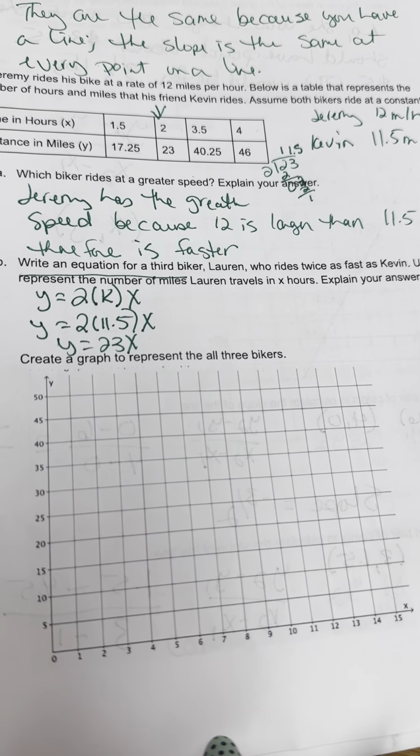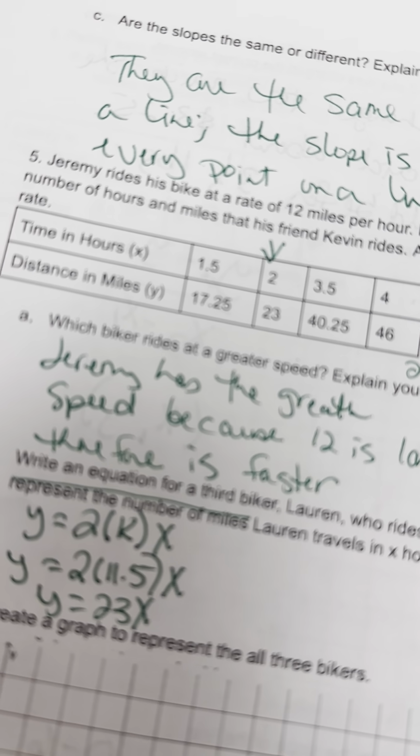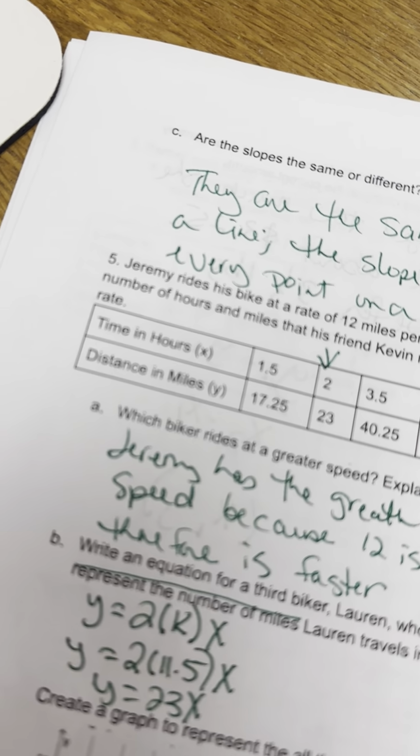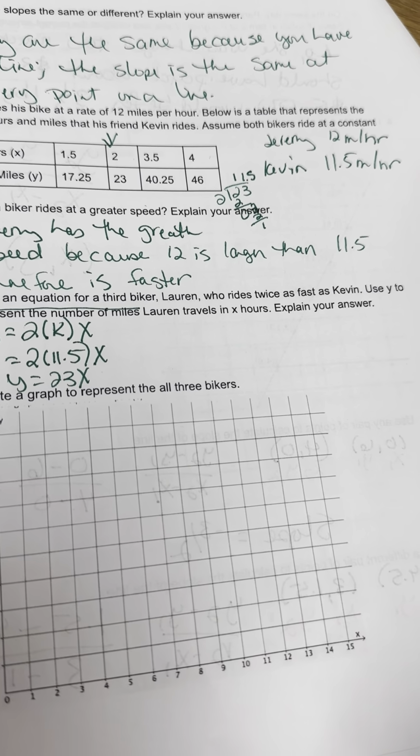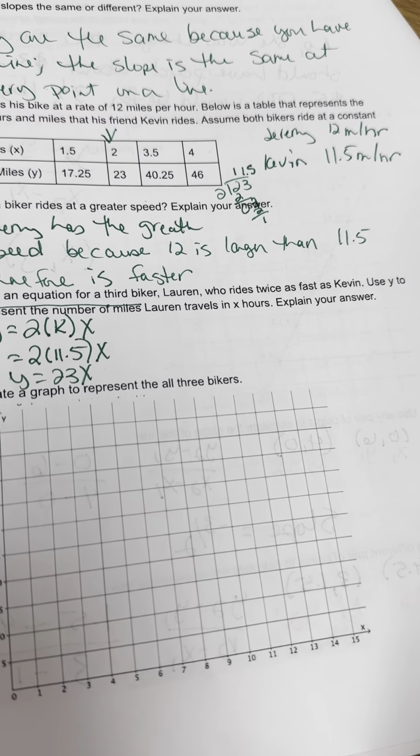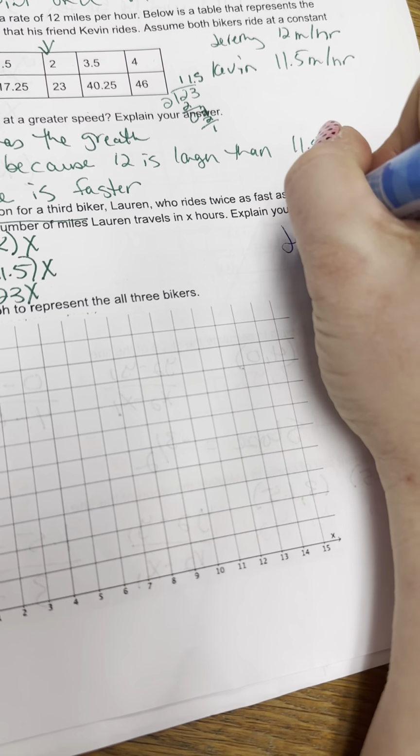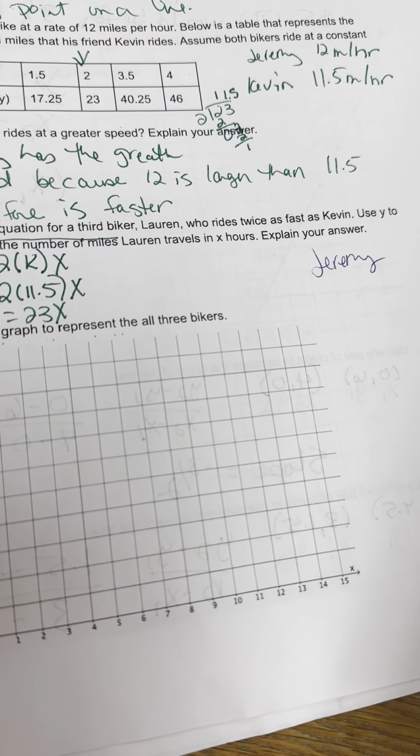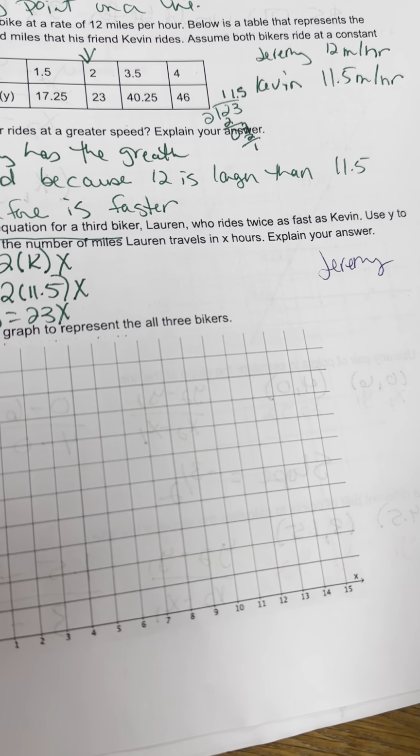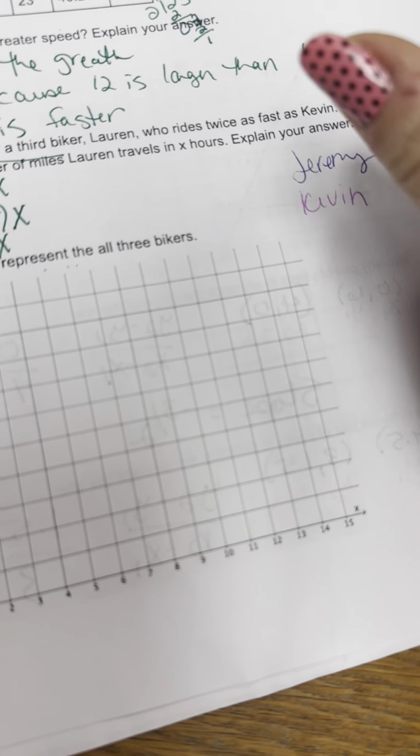So now we are going to be graphing all three. Let me grab one more color. All right, let's do Jeremy in blue, Kevin in purple, and Laura in red.